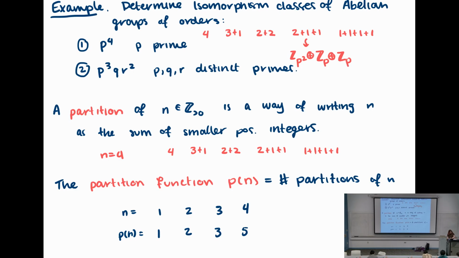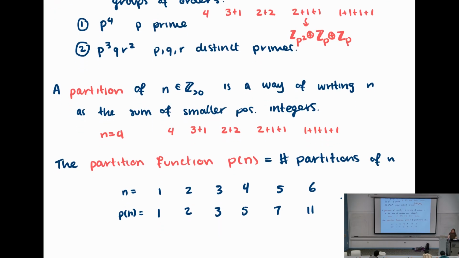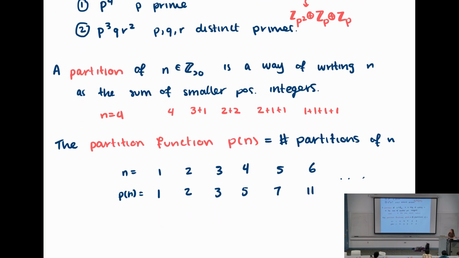I wrote down a couple of other values. So for 5, there's 7 options, and for 6, there's 11. And you could continue on computing these numbers. So some interesting things about the partition function. There's no known closed form expression, no known closed form formula for this.